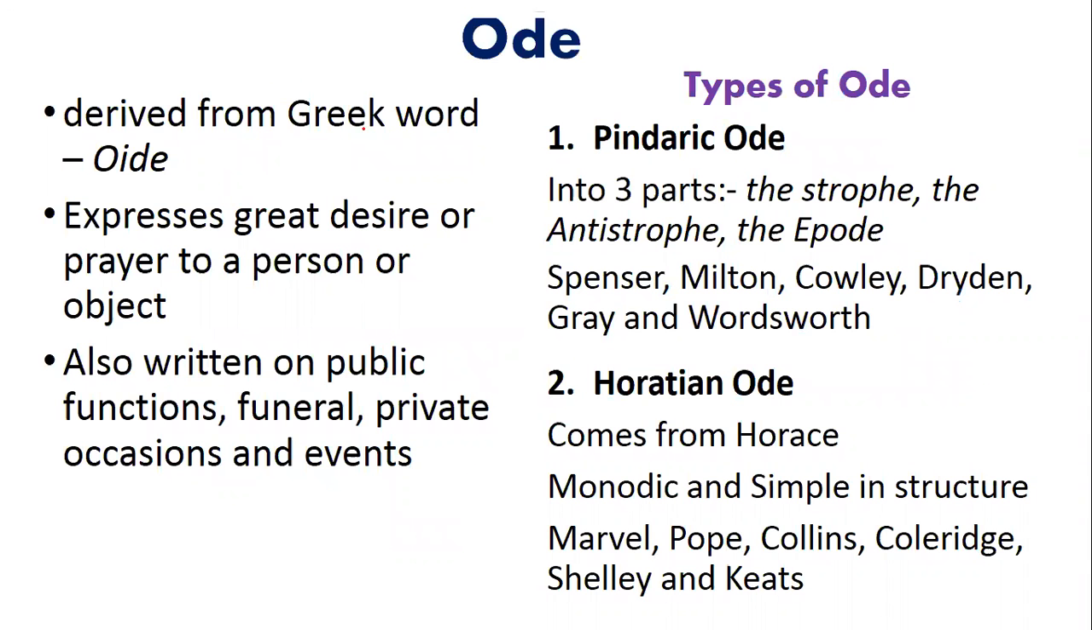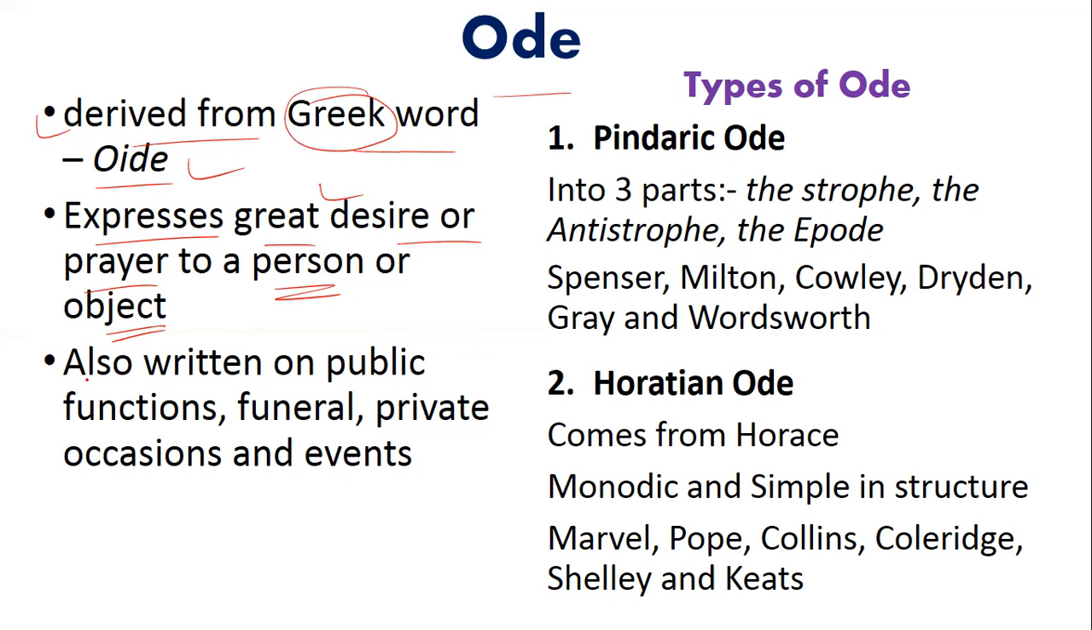So first of all, ode is there. What is ode? So let me explain. Ode is derived from Greek word oid. So Greek word oid is used here, friends. From Greek word oid, the word ode was originated, and actually it expresses great desire or prayer to a person or object. So a person and an object is used here, to which the great desire was expressed by the poet. So once again, it expresses great desire or prayer to a person or an object.